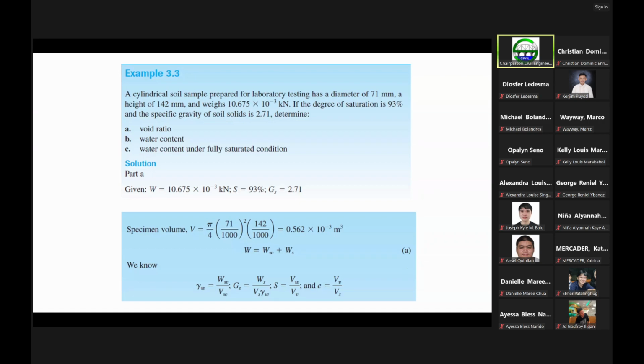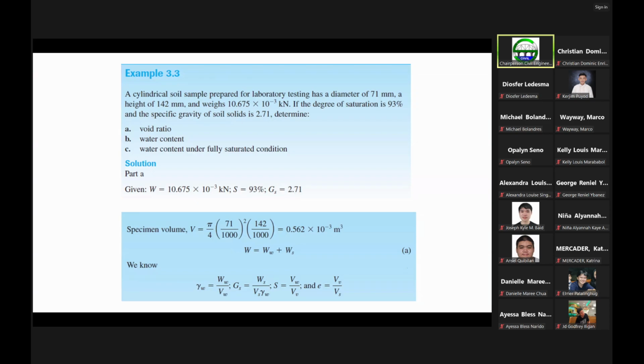So here we have a cylindrical soil sample prepared for laboratory testing, which has a diameter of about 71 millimeters and a height of 142 millimeters. It weighs 10.675 times 10 to the power negative 3 kilonewtons, which is a unit of force. I think this is a typical soil sample, no? When you do engineering performance tests, such as a triaxial test, for example, which I just mentioned earlier.